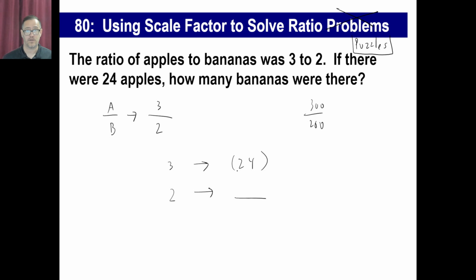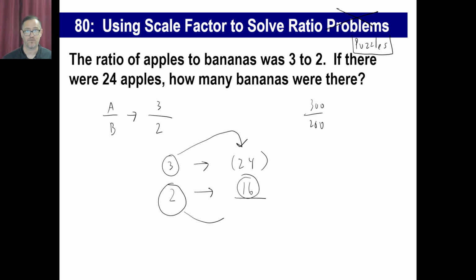The ratio was 3 to 2. The 3, what do you do to that to get to 24? You multiply it by 8. These are almost like parts of fractions, so with the bananas, you do exactly the same thing you did to the apples. If you multiply the 3 by 8, you multiply the 2 by 8, which means there are 2 times 8, or 16 bananas. That's all the scale factor is.